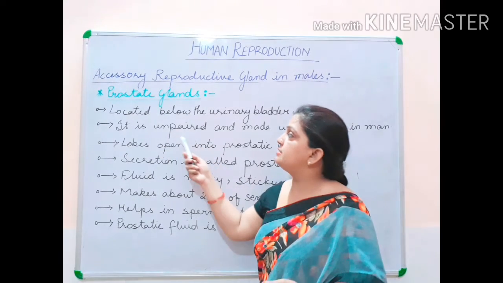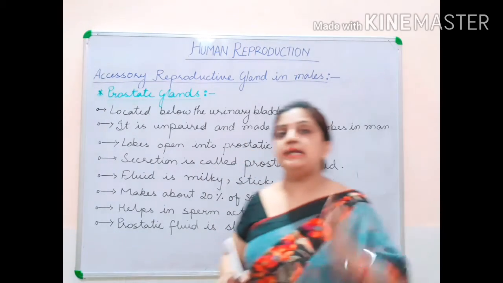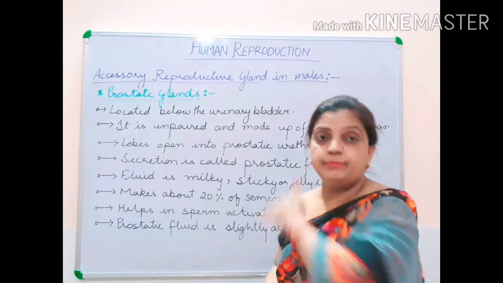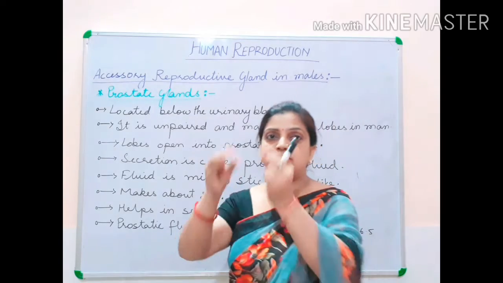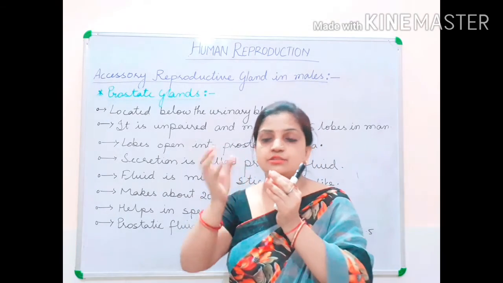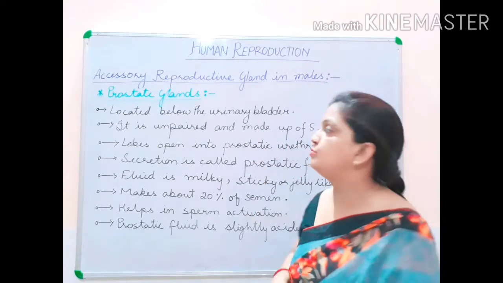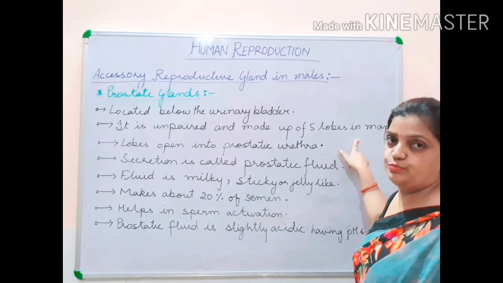So children, it is an unpaired structure, and this prostate gland is made up of 5 lobes. It is unpaired in structure, but it is made up of 5 lobes. Lobes means small pocket-like structures, very small lobes. So it is unpaired and made up of 5 lobes.